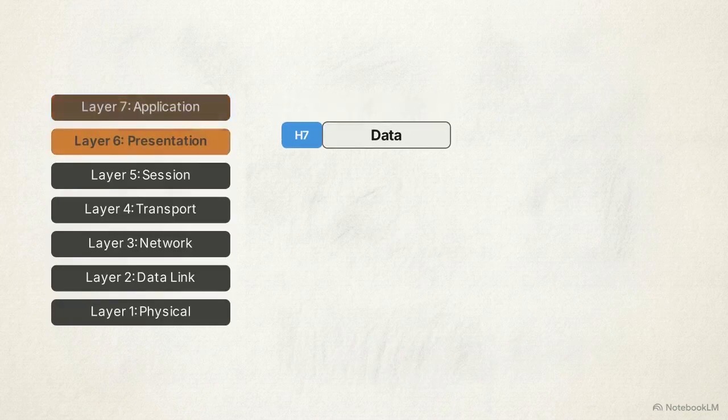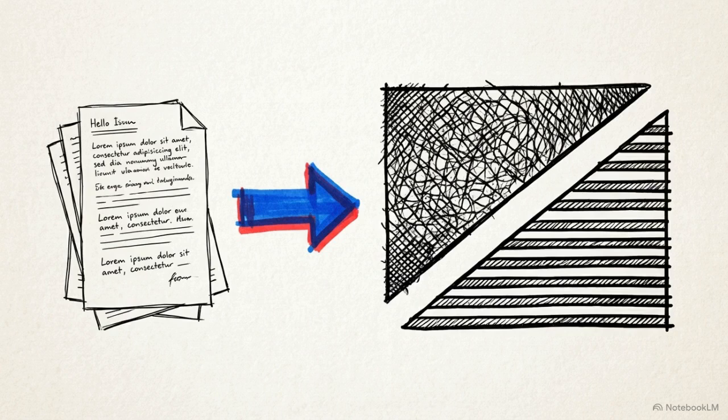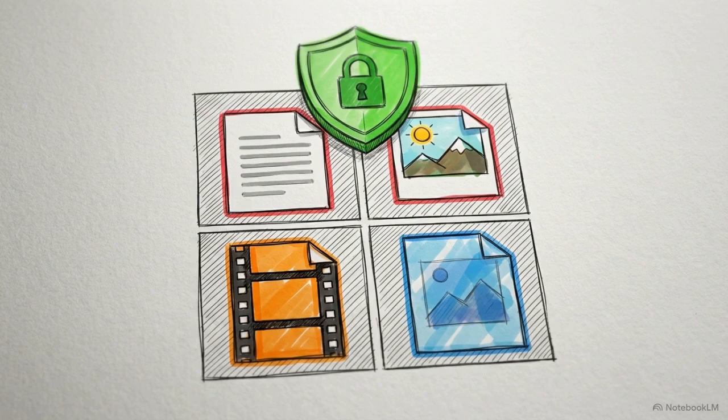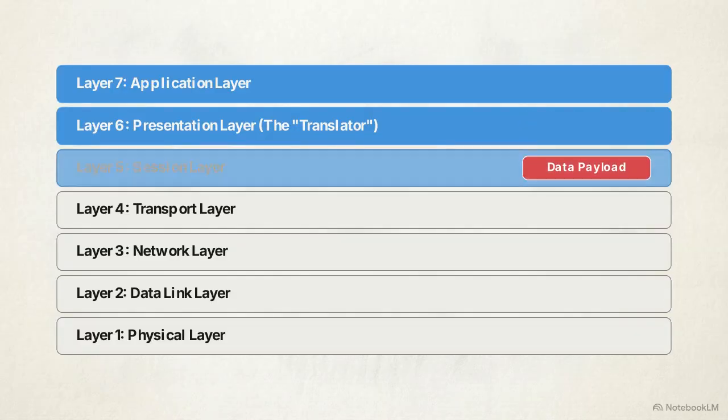The payload then drops down into layer 6, often called the translator. Its mandate is to ensure the data is in a readable format for the application layer on the receiving end. It handles data formatting, encryption and decryption, and data compression. This is where formats like ASCII, JPEG, MPEG, and PNG are applied, along with security protocols like SSL or TLS for secure data presentation.